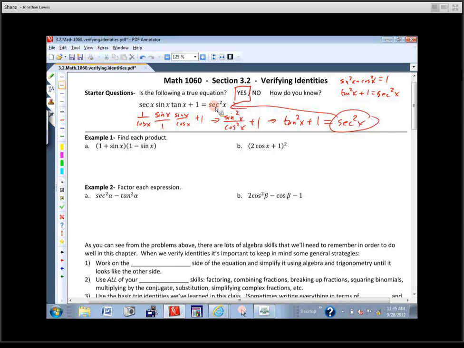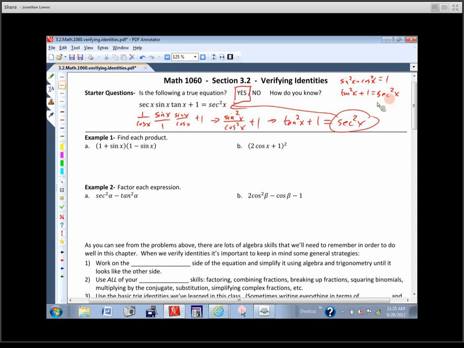Wait, where did the cosine go on the top equation? This one here? Yeah. I divided all three of these terms by cosine squared. Oh, okay. So sine squared over cosine squared is tangent squared, cosine squared over cosine squared is 1, and 1 over cosine squared is secant squared. Good? Okay, anything else?